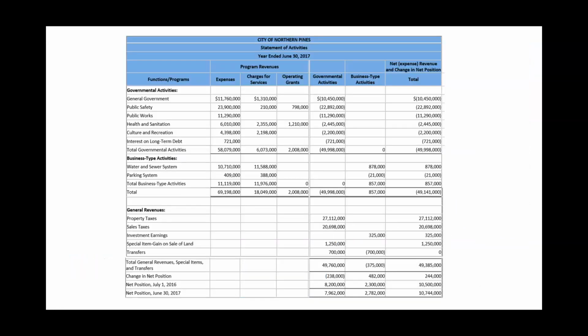So here is the entirety of that statement. Again, it's big, it's scary looking, but don't be intimidated by it. You guys have this completely under control as long as you take this step by step. Use those 5 steps. Really focus on being able to identify when something is a governmental or business type, when something is a program revenue, or when it's a general revenue, and you're going to be fine. All you're doing is just filling in the blanks once you get to that point.